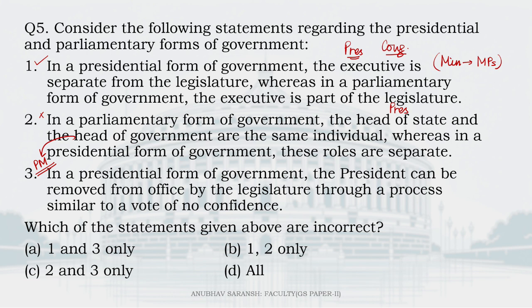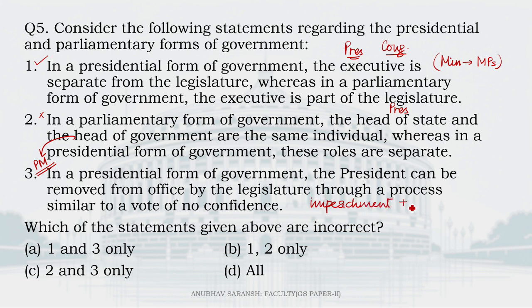2 is wrong. Number 3, in a presidential form of government, the president can be removed from office by the legislature through a process similar to a vote of no confidence. Of course not. In a presidential form of government, the president cannot be removed by a vote of no confidence. Instead, the president can only be removed through a formal process, which you can call an impeachment process. You have to initiate a proper procedure to remove.